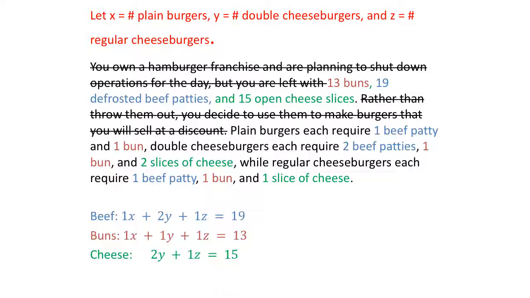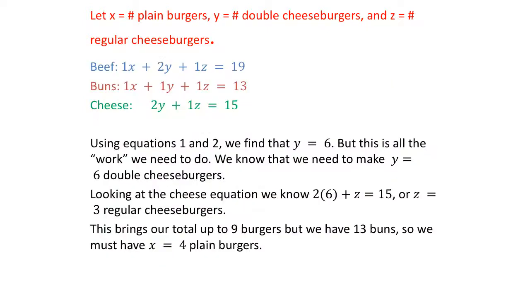Now we can solve the equations. Using equations 1 and 2, beef and buns, notice the only difference, right? They both have 1 X, they both have 1 Z. The difference here is a difference of 1 Y. This 1 Y extra that beef has gave us 6 extra on the right hand side of the constant term. So we know Y equals 6. And that's all the work we have to do.